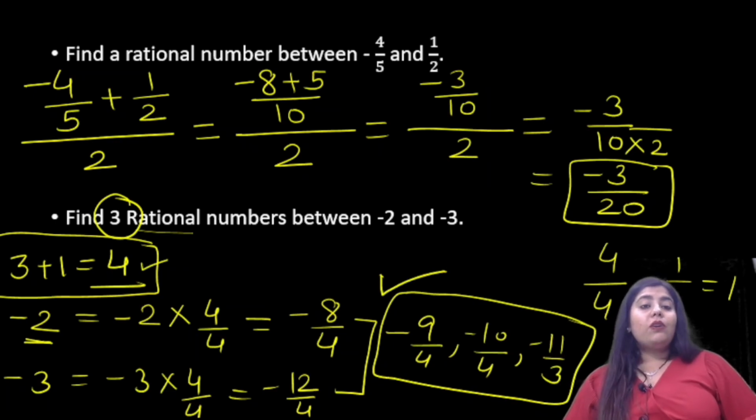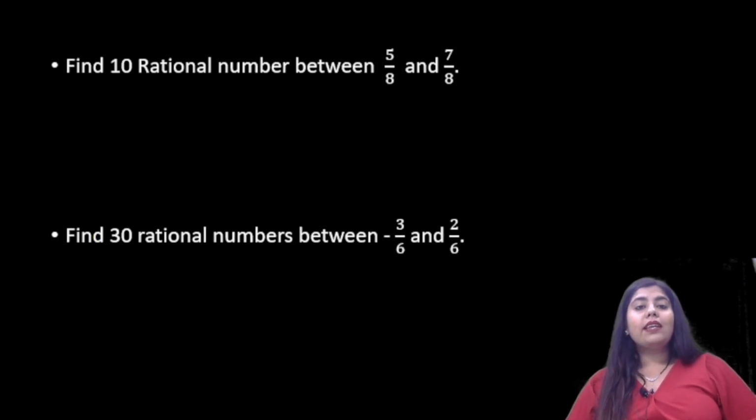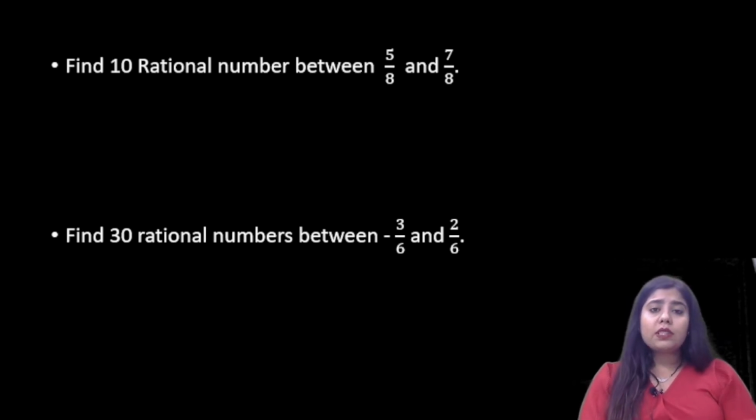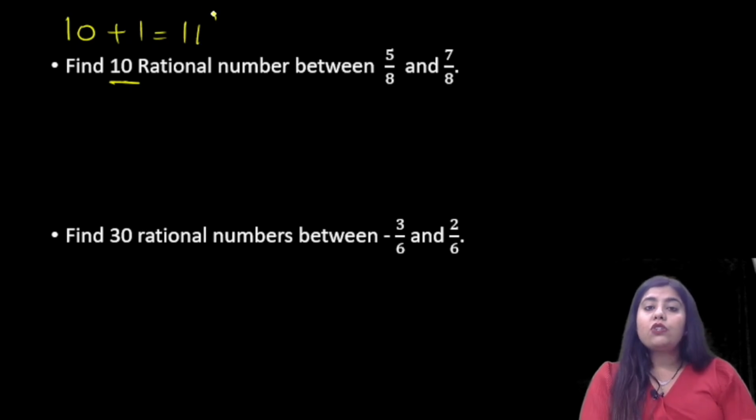And now let's see the next question. Next one is, you have to find 10 rational numbers between 5 by 8 and 7 by 8. Now I just told you that whatever number is given to you, how many rational numbers you have to find, you just have to add 1 to it, and using that number you have to find the equivalent fractions of the given rational numbers. Now as we have to find 10 rational numbers, just add 1 to 10, you will get 11. Now using this 11, you have to find the equivalent fractions.